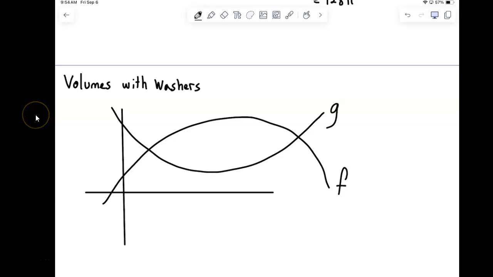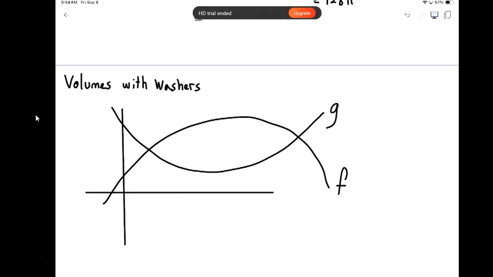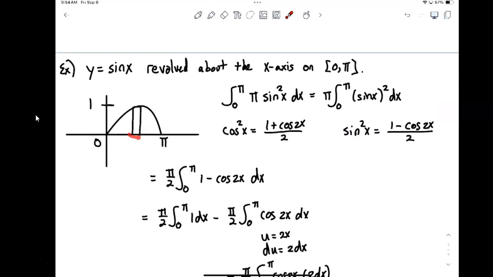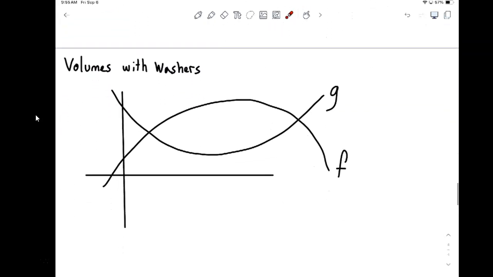All right, welcome back. So far we've been looking at volumes with disk, where our cylinder that we were building was always connected to the axis we were revolving about. We saw that in this example here when we were doing it about the Y, and on our previous examples, we were always connected. The area that we were rotating was always connected to the x-axis or the y-axis, depending on which one we were revolving about.